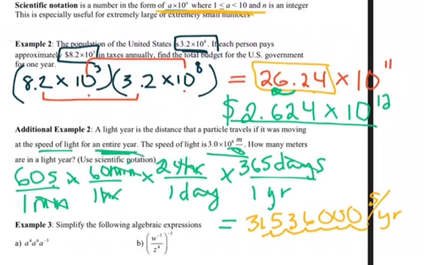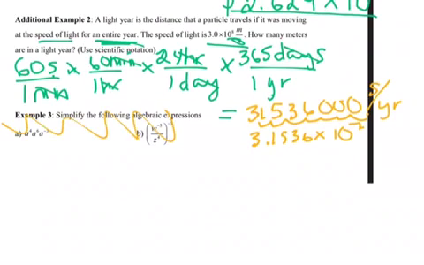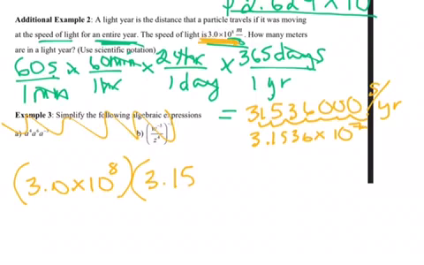4, 5, 6, 7 places. So I've got 3.1536 times 10 to the 7th power. All right, so that's how many seconds are in 1 year. So I'm going to multiply that then by the speed of light so that I can figure out how many meters that is. So I've got 3.0 times 10 to the 8th power times 3.1536 times 10 to the 7th.